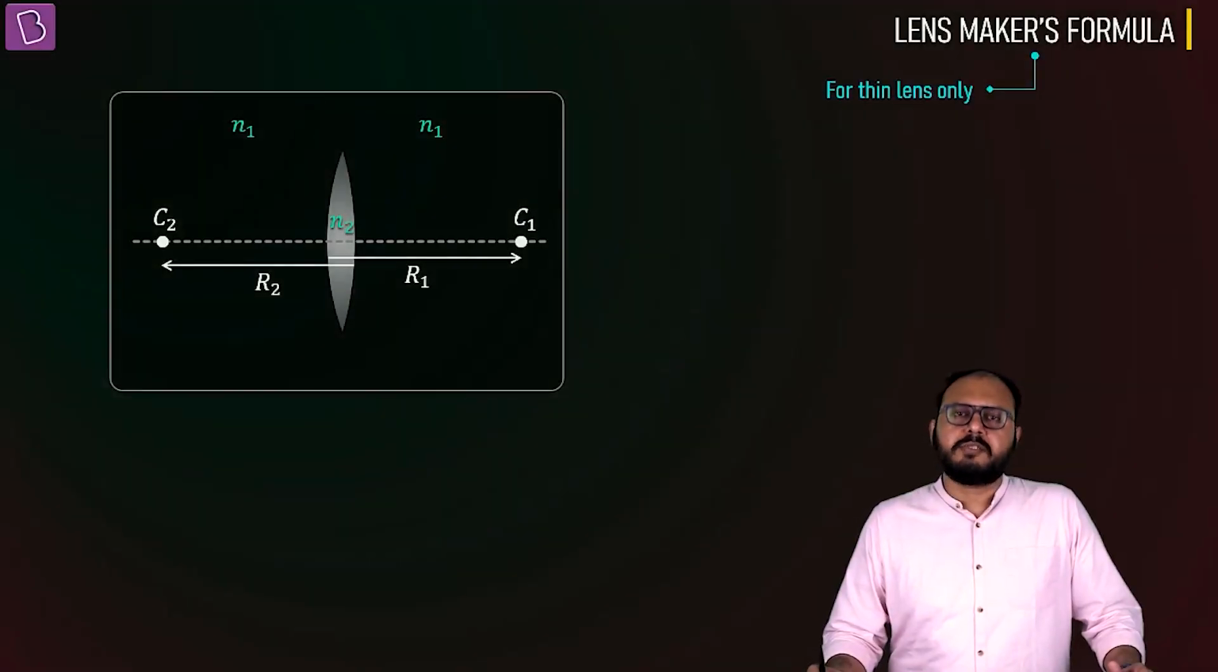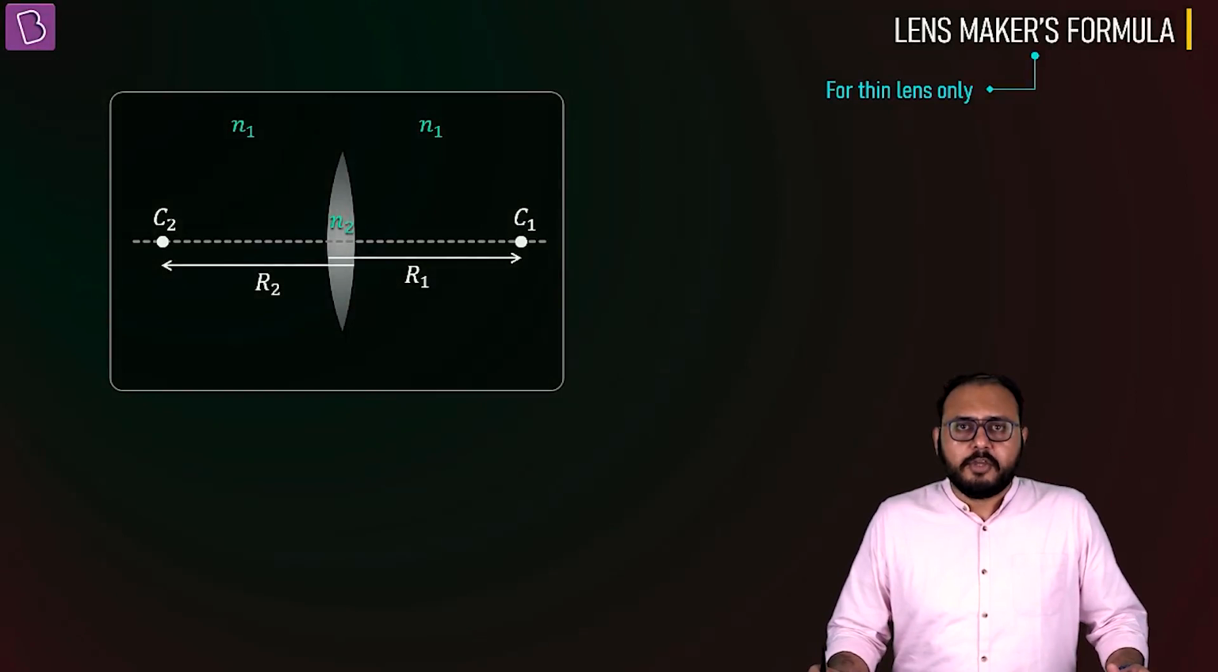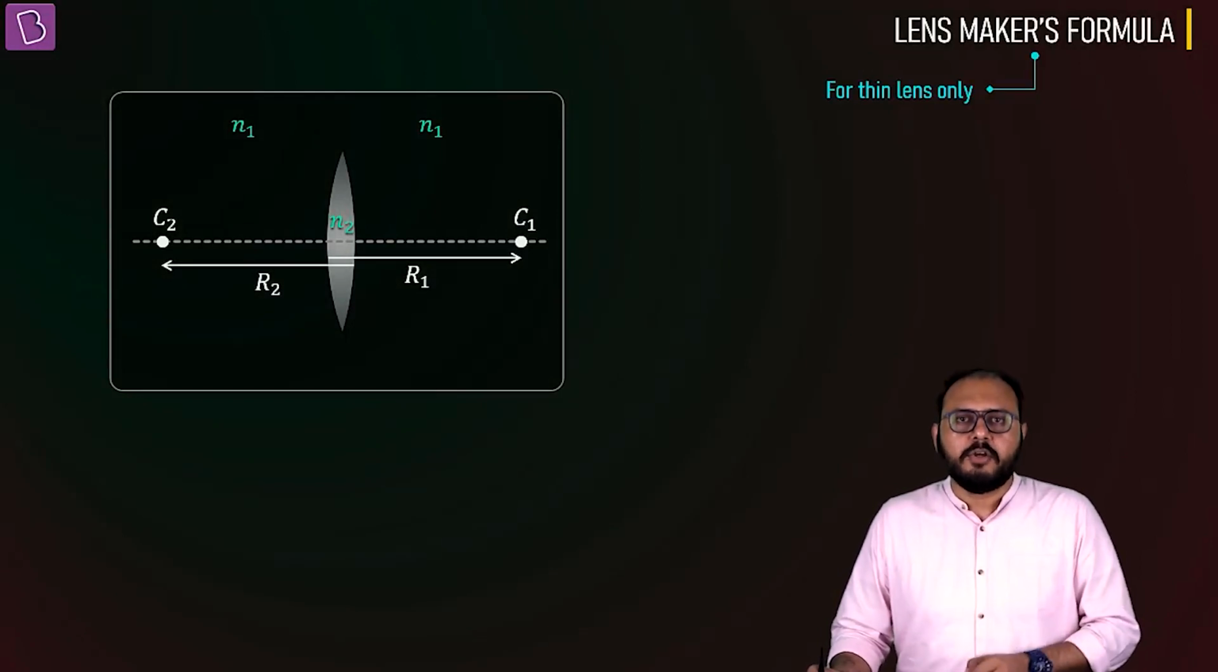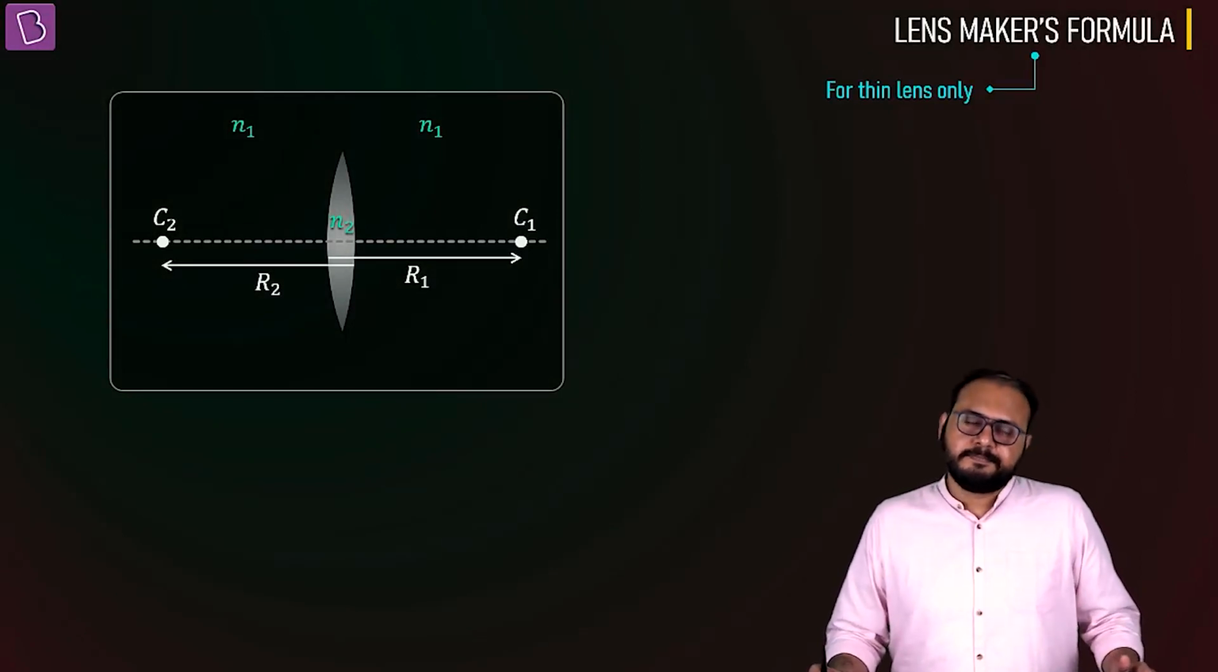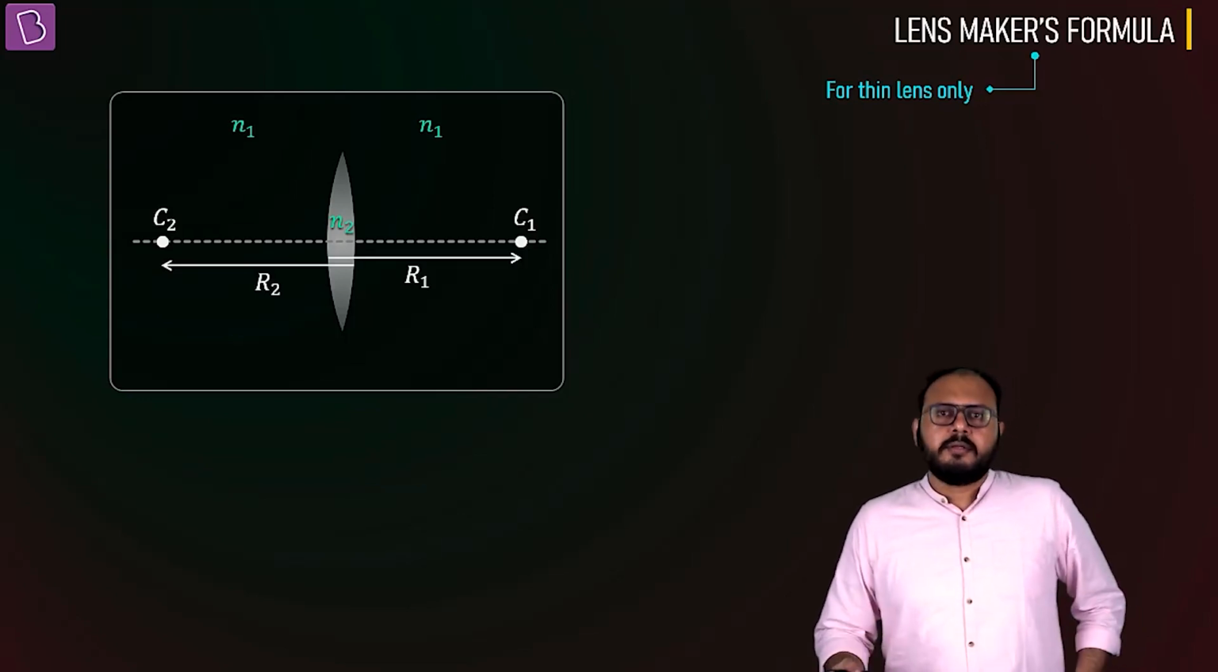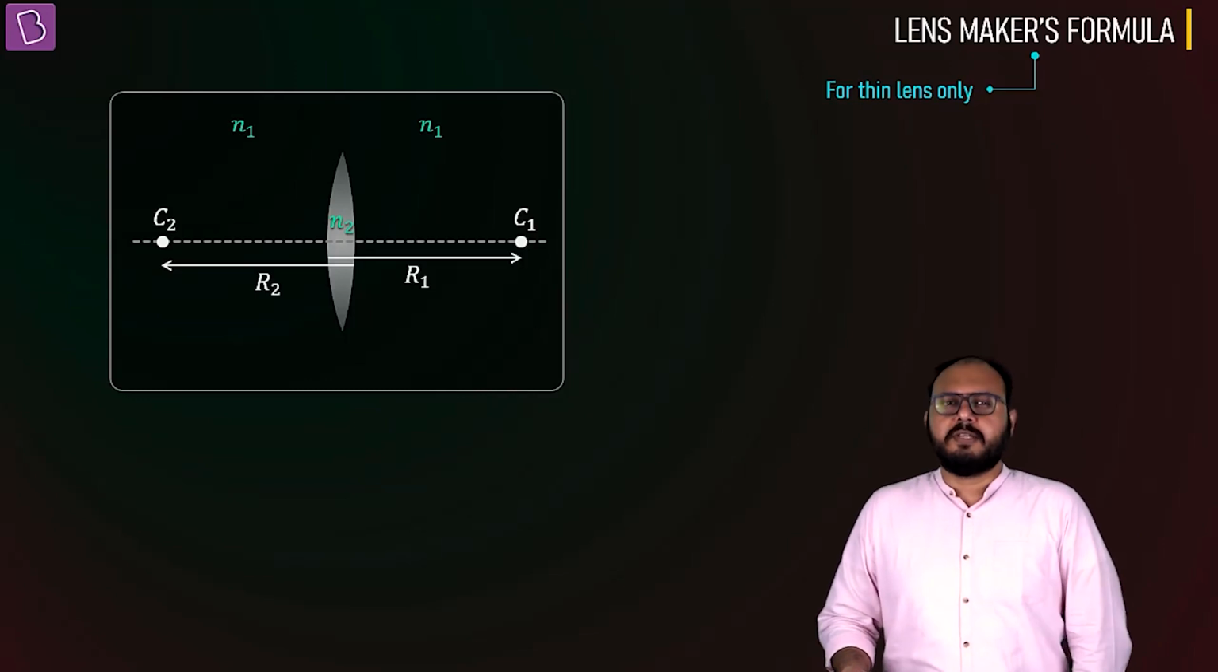Lens maker's formula. It is called the lens maker's formula because it is literally used by a lens maker to make a lens. Yeah, literally. What do we need here? We need something called the focus of the lens.